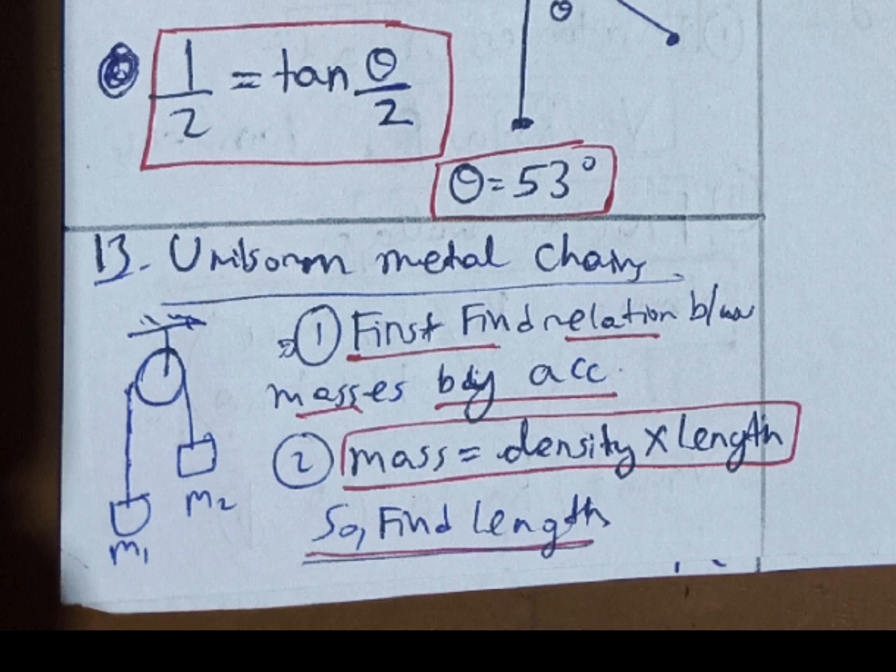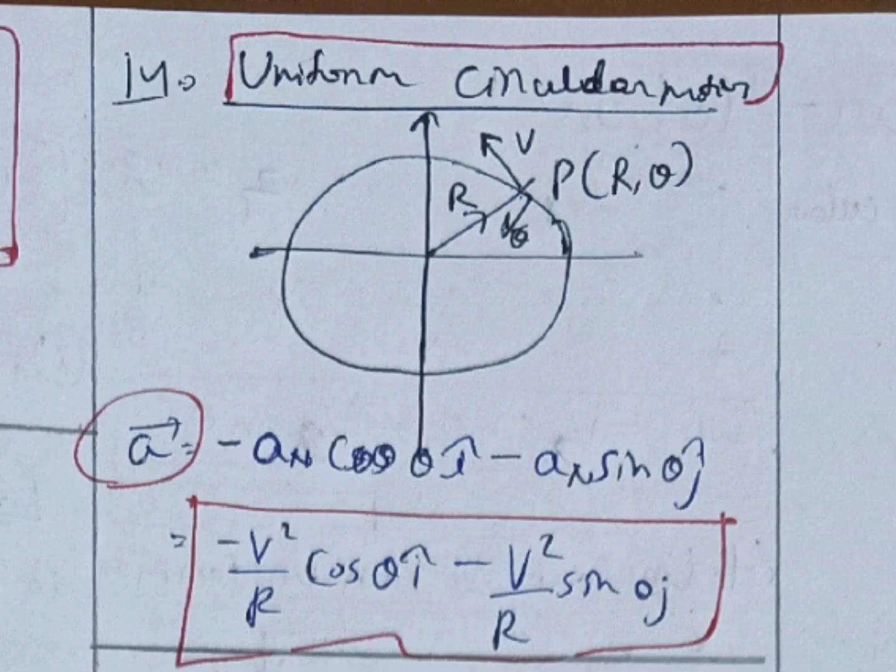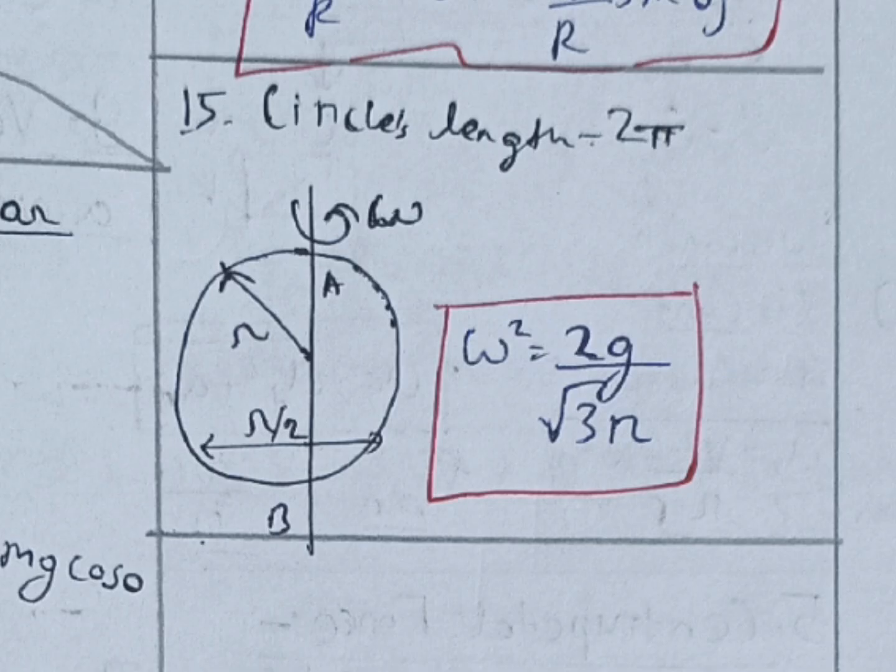Uniform metal chain: first find the relation between the masses by acceleration. Your formula: mass is equal to density into length. So find the length. For uniform circular motion at point P, r theta, acceleration is equal to minus a n cos theta i cap minus a n sin theta j cap, which is minus v square by r cos theta i cap minus v square by r sin theta j cap. If the circle's length is 2 pi and omega rotates, and this is r by 2 and this is r, then omega square is equal to 2g under root of 3 into r.